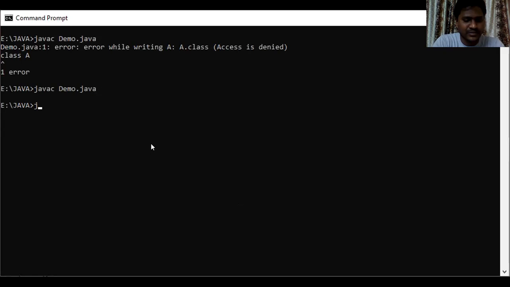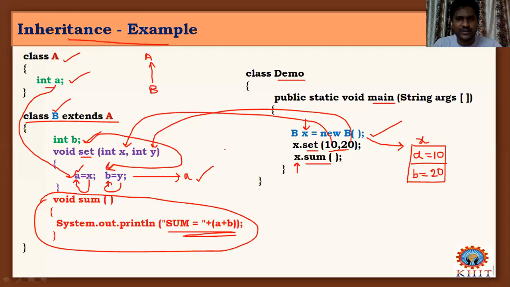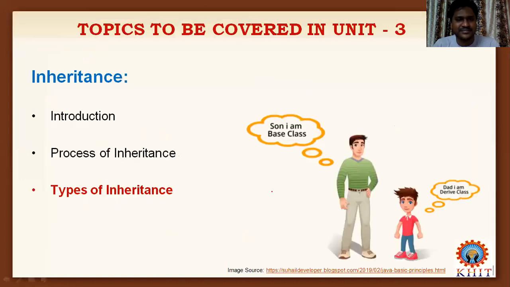Okay. Now java space Demo. It's simply giving 30, so sum equals 30. You got it, right? So coming to here, this A is accessible, right? So this is valid. So this is called inheritance, simple inheritance.